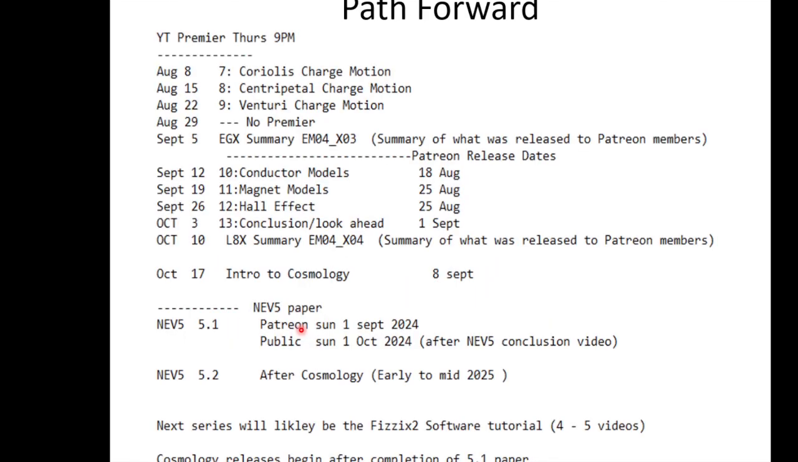Okay, so this is the release schedule. I've had to push the paper out for Patreon members to Sunday, 1 September, because this video for model of magnets just became way too long, and we were only halfway through the video. Okay, and I still might not be able to get this Hall effect video out tonight either. So things are going to slip. They always slip. There's just so much work to do.